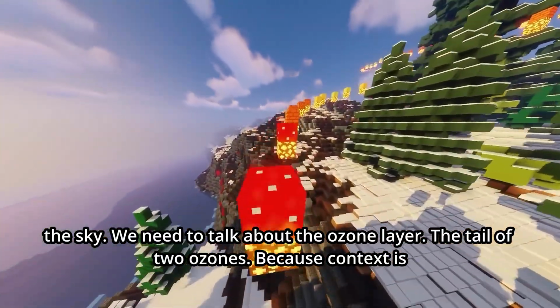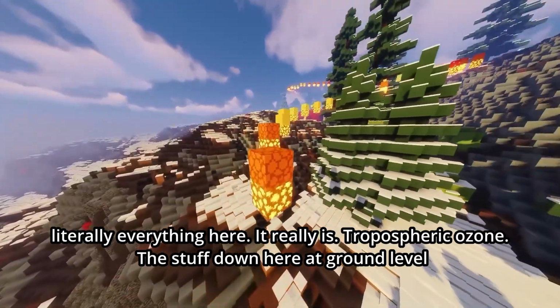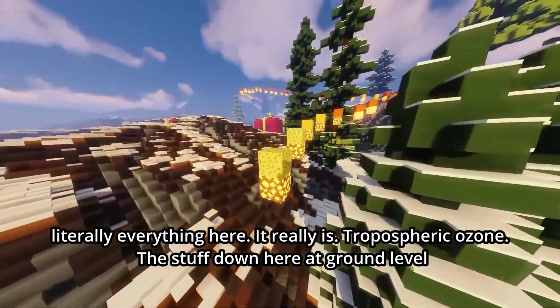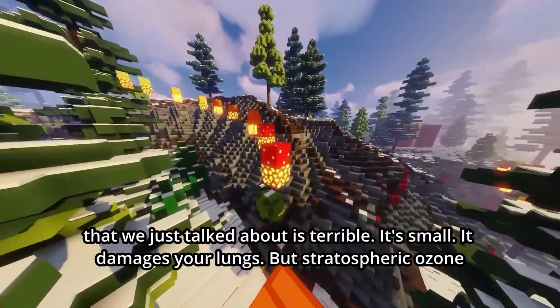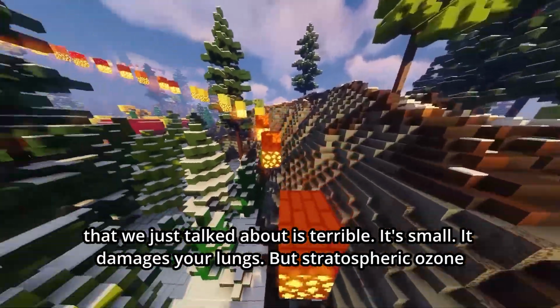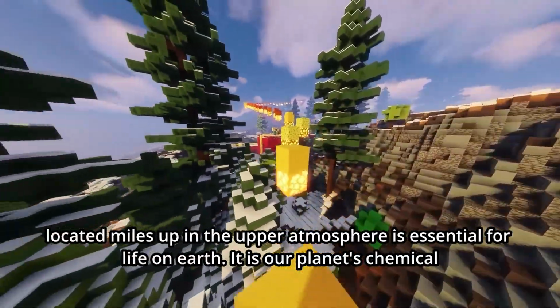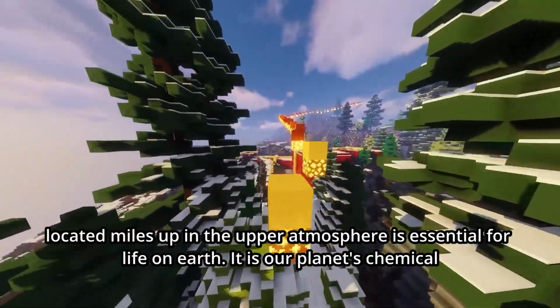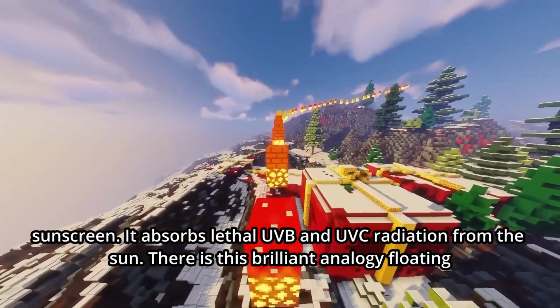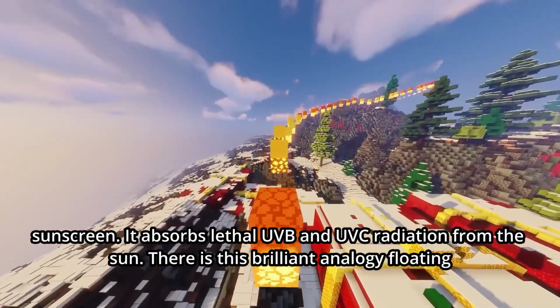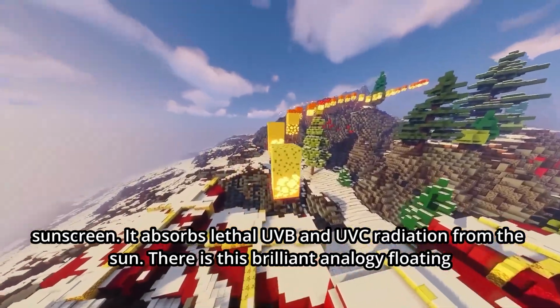Ah, the tale of two ozones. Because context is literally everything here. It really is. Tropospheric ozone, the stuff down here at ground level that we just talked about, is terrible. It's smog. It damages your lungs. But stratospheric ozone located miles up in the upper atmosphere is essential for life on Earth. It is our planet's chemical sunscreen. It absorbs lethal UVB and UVC radiation from the sun.